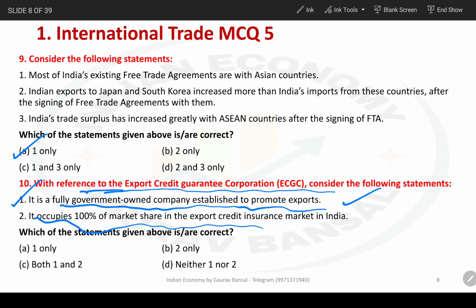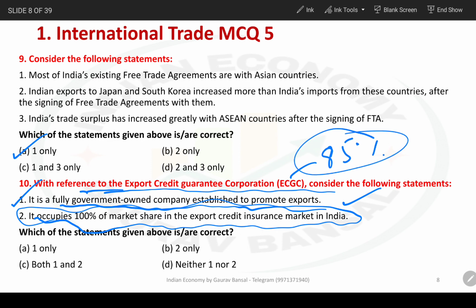It used to occupy 100% market share, but then this insurance was opened to other companies also. And now other companies also provide insurance. Also, ECGC provides 85% of all the insurance sold for export, the bulk of it. So it is still very dominating. The answer would be 1 only.